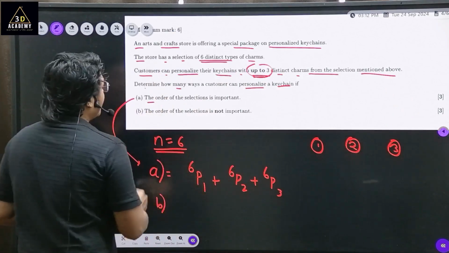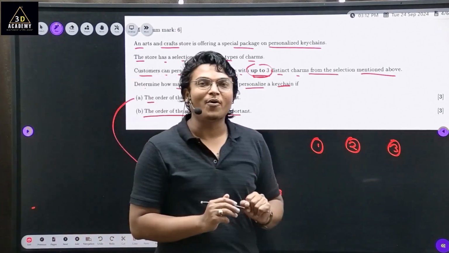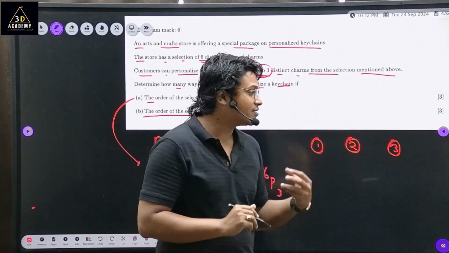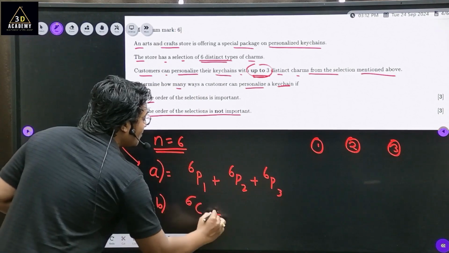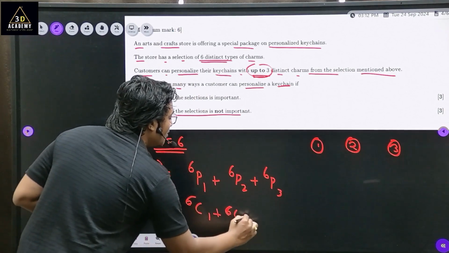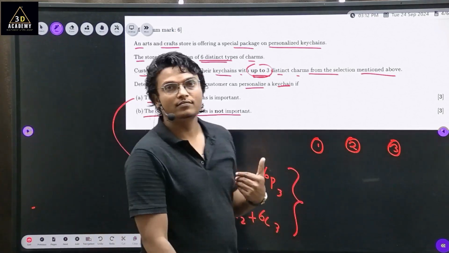Now B part. The order of the selection is not important. So when the order of the selection is not important, what do we do? We do combinations. Now for combinations, what do we do? We will do 6C1 plus 6C2 plus 6C3. You simplify this and you get the answer.